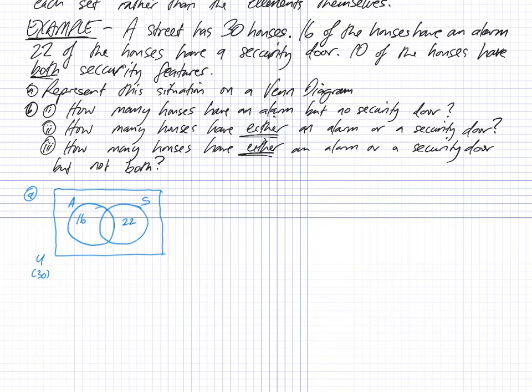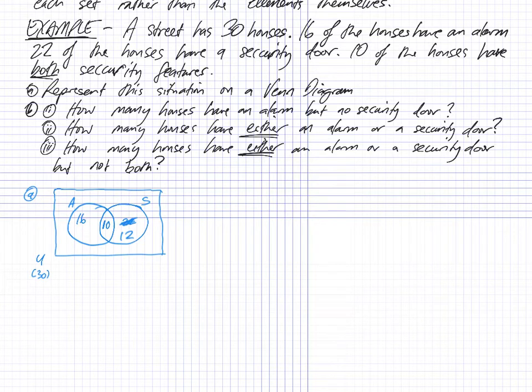So 10 of them have both security features, so that's in the overlap. And if I've taken 10 that have both, that 10 is taken away from either side because there's 22 houses with a security door, but now I've said 10 of them have both, alright? But these 10 also have security doors, so this 22 has to be 10 less to represent the fact that I'm considering the overlapped ones, so that is now going to be 12.